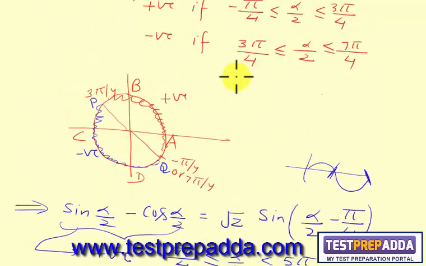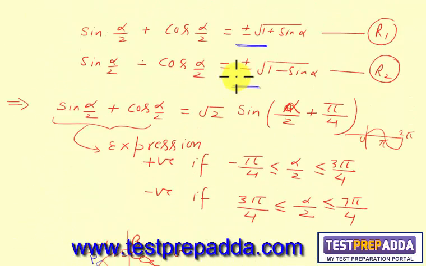One more point. If I add these, the cos alpha by 2 will get cancelled and this way I can get sin alpha by 2. Now if I subtract, then sin alpha by 2 will get cancelled and this way I can find cos alpha by 2.